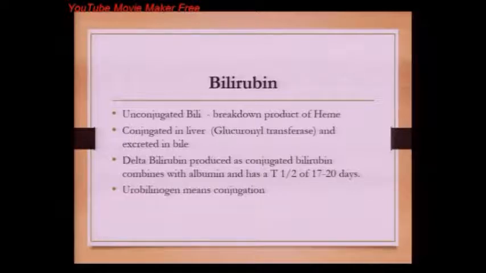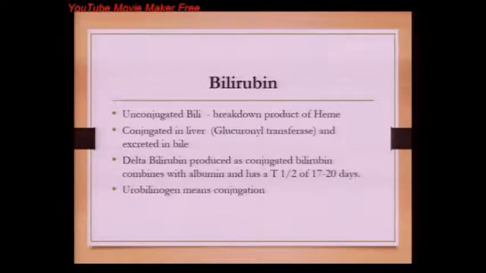That particular molecule has to be rendered water-soluble to excrete, and so it is conjugated in the liver. The enzyme glucuronidyltransferase is the enzyme that does this. Once it's conjugated, it can be excreted in the bile. Once it's conjugated, we call it direct bilirubin. It's archaic nomenclature, but it's no longer total bilirubin. It's now direct-acting or conjugated bilirubin. If it hasn't been conjugated, then it's indirect bilirubin, unconjugated bilirubin.